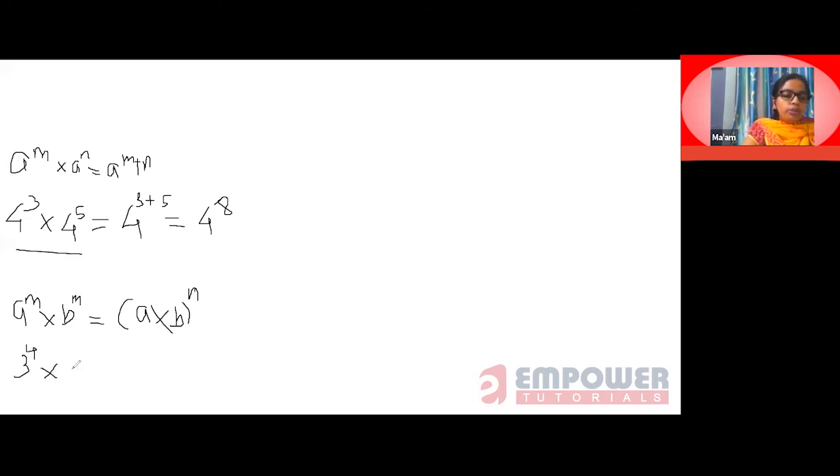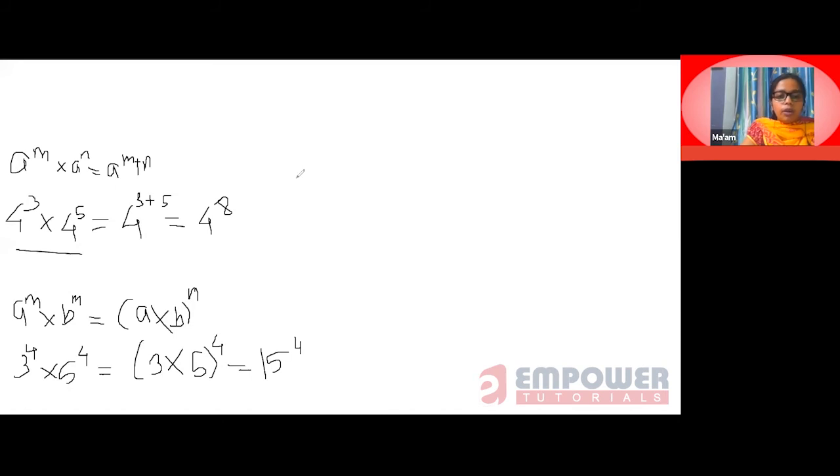So here I have the same base. What if I have different bases but the same exponent? Let's say a raised to m into b raised to m. In this case, what I am going to do is multiply a into b, and raise it to m. So when you have, let's say, 3 raised to 4 into 5 raised to 4, I will do 3 into 5 raised to 4, that is 15 raised to 4.